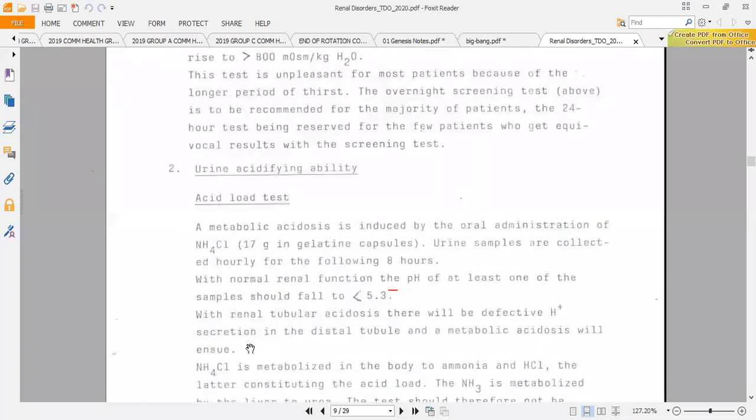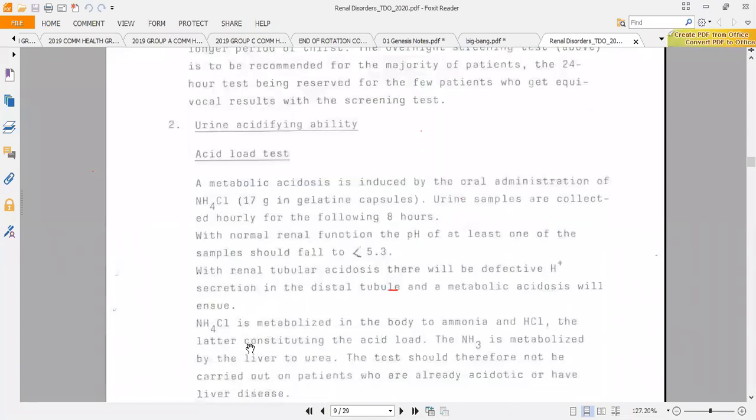Okay, and I said the second function of the tubule is for excreting or secreting H plus ions. So if you have more acid in your system, your kidneys must be able to secrete them. If your kidneys secrete those H plus ions, then that means that your urine is going to be acidic. Okay, good. So what's going to happen is that we give the person this compound, ammonium chloride, which when dissolved in your system becomes acidic. You get NH4 plus, and then the H plus will be released from this.